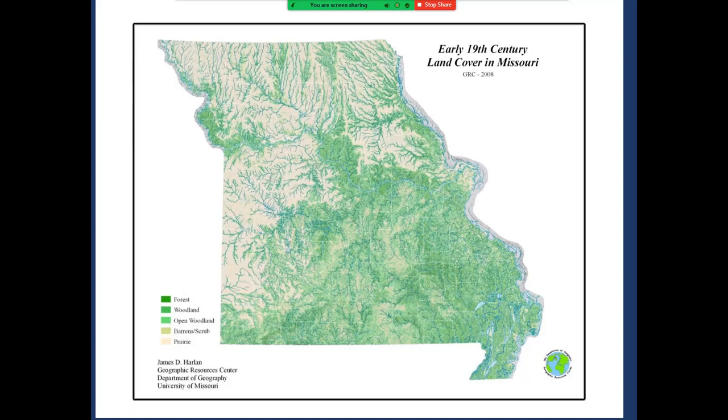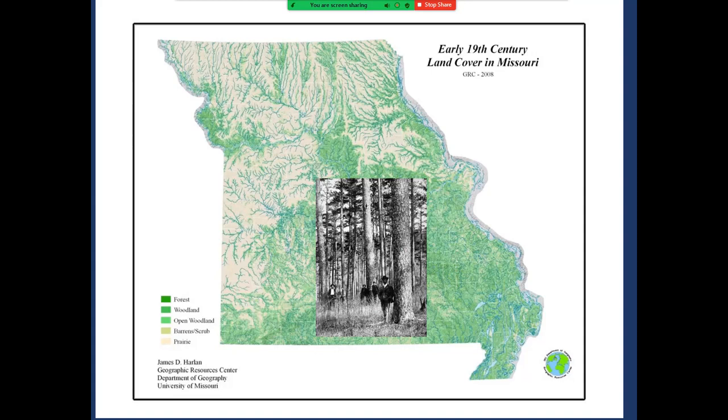This map, compiled by MU geographer James Harlan based on General Land Office survey notes, shows that much of Missouri's wooded uplands in the early 1800s were more akin to our concept of woodland and savanna natural communities, including large pine and oak woodlands in the lower Ozarks.